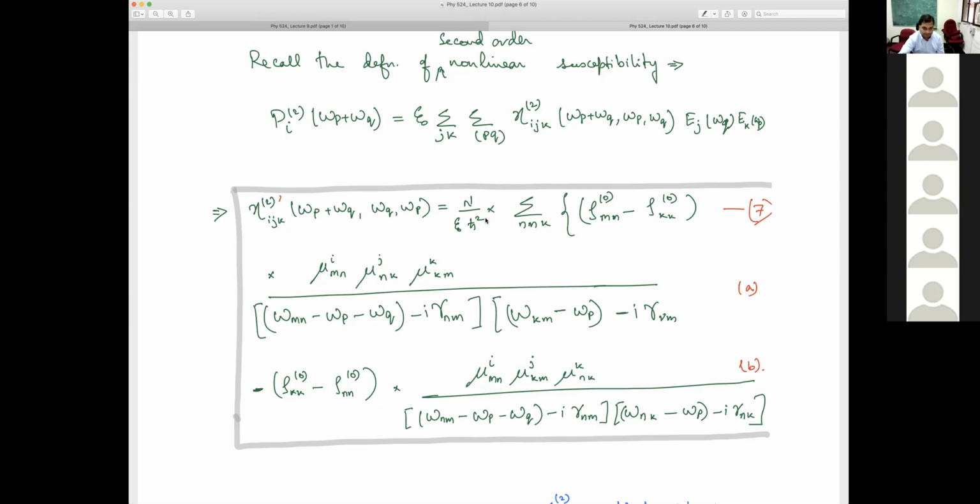So I'm missing a bracket. Let me just see. Yeah. So at the end, I should have this square bracket closure indicating that the whole of the A term, the whole of the B term, and the half of this equation 7 line are within these curly brackets. So that's your second order susceptibility. Questions till now?